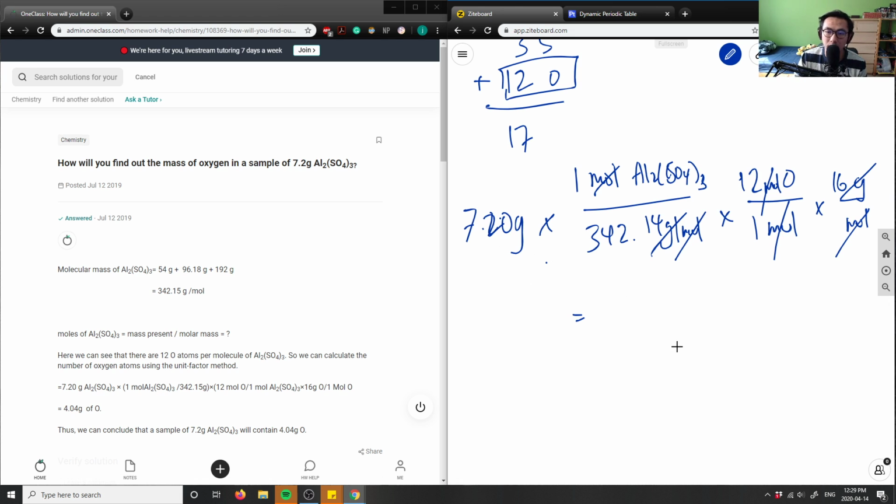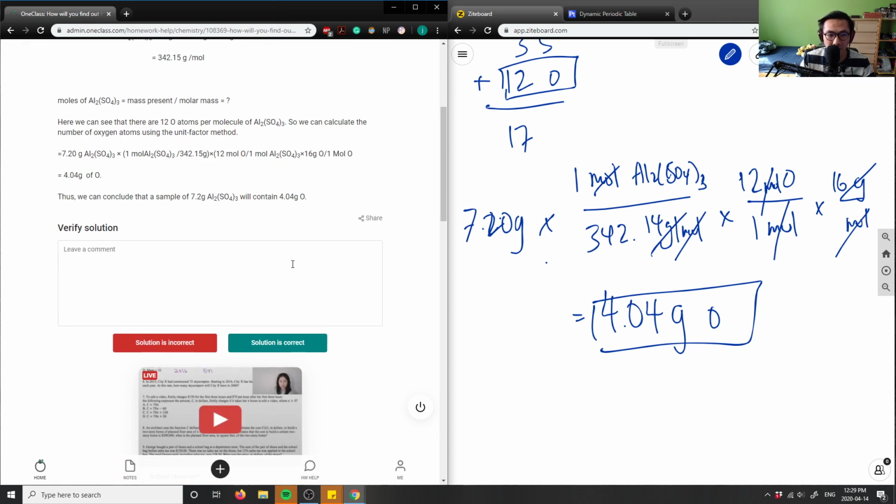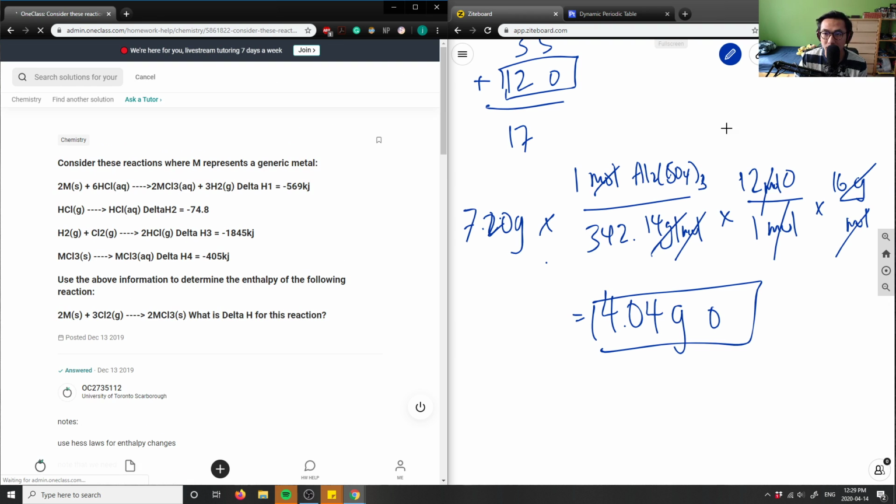So I would get 4.04 grams of oxygen here. So this here is our correct answer, and that's what they got here as well. So I'm going to say here, great solution and analysis. So the solution is correct.